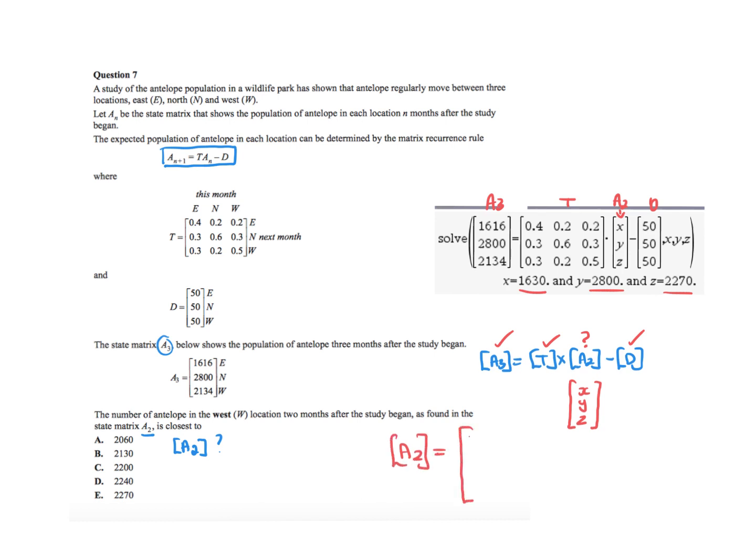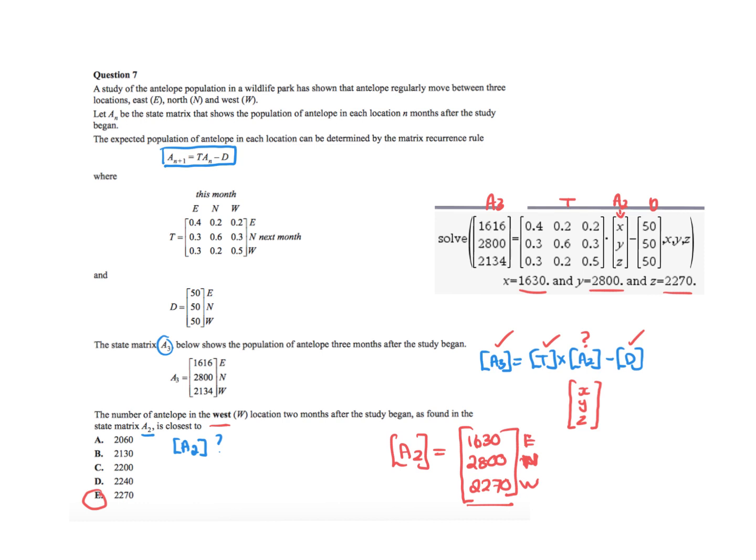It would be 1630, 2800, and 2270. So that would be east, north, west. And they just wanted the west one, which was 2270. So that's probably the easiest way to do it, these ones now.